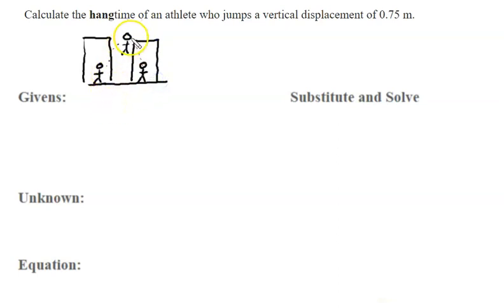Now, I do know something about the athlete here, and I do know something about the athlete falling down. I know that the velocity here is 0 meters per second. And I know that the acceleration due to gravity is negative 9.8 meters per second squared.